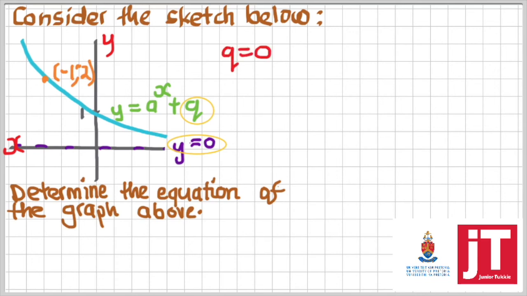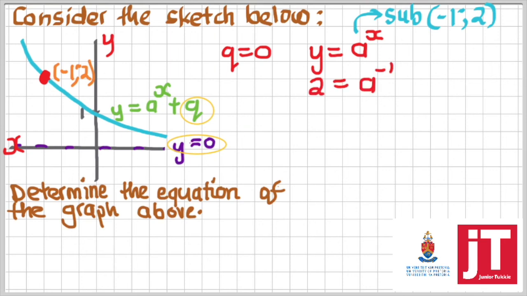And having established that our q value is equal to 0, I rewrite the same original equation as y is equal to a to the power x only. And I immediately substitute the point (-1; 2), that point that lies on that exponential function, into that equation. And in so doing, we're going to get 2 is equal to a to the -1.